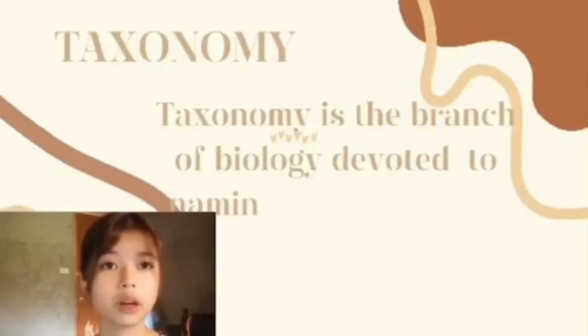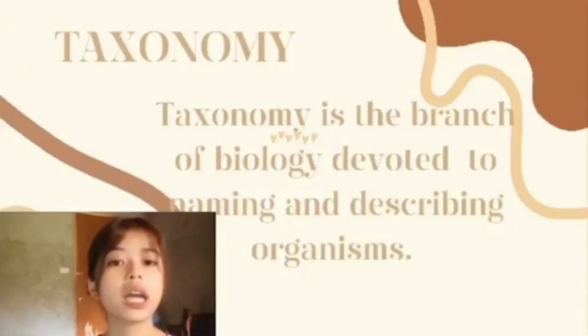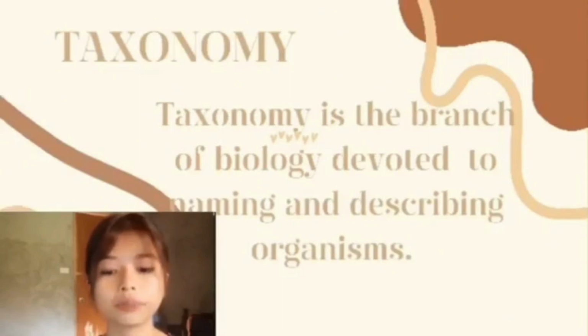What is taxonomy? Taxonomy is a branch of biology devoted to naming and describing organisms. Taxonomy is the science of classifying and naming living organisms based on their shared characteristics. It involves organizing species into hierarchical categories such as kingdom, phylum, class, order, family, genus, and species. Any particular group of organisms is called a taxon.